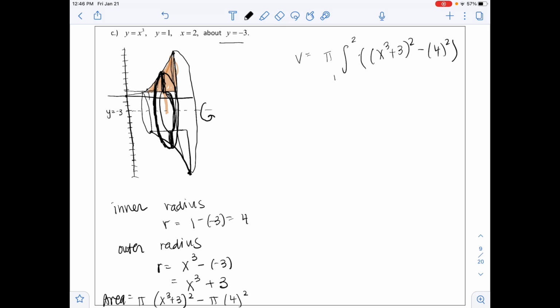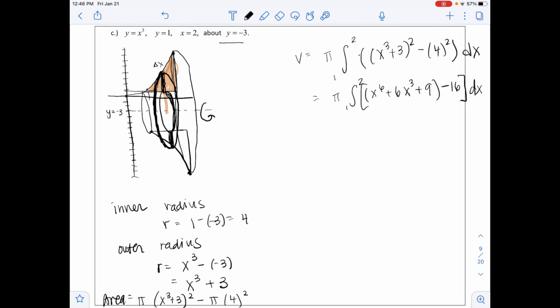And again, since we are dealing with a delta x, which is our width, I'm going to go ahead and put dx, and we're integrating with respect to x also, and those values that we have, our lower and upper limits of integration, are in terms of x. From here, we can multiply out x cubed plus 3 times x cubed plus 3, and when we simplify that, we end up with x to the 6 plus 6x cubed plus 9, and then we have minus 4 squared, which is 16, and then dx.